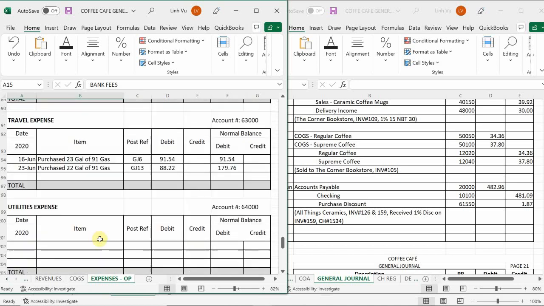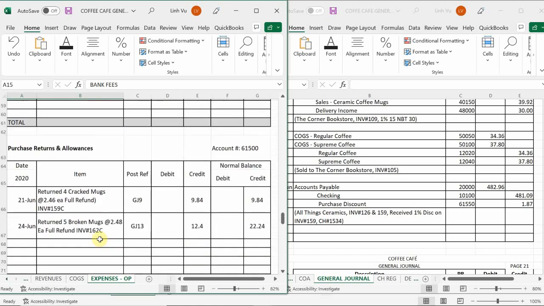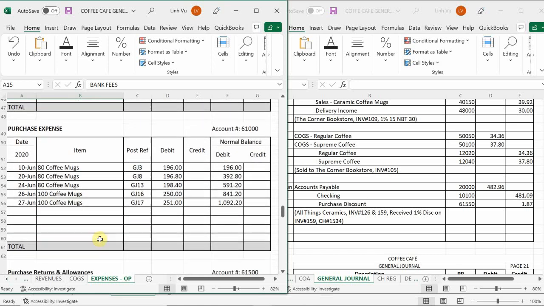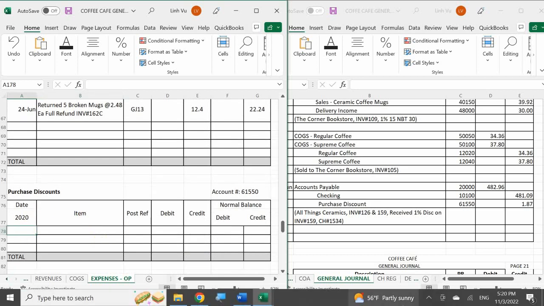Purchase discount, where are you? Okay, so purchase returns and allowances, purchase discounts right here. 29, 1% discount on invoice number 159. General journal page 20 for the purchase discount to credit, so $1.87 here. Okay.